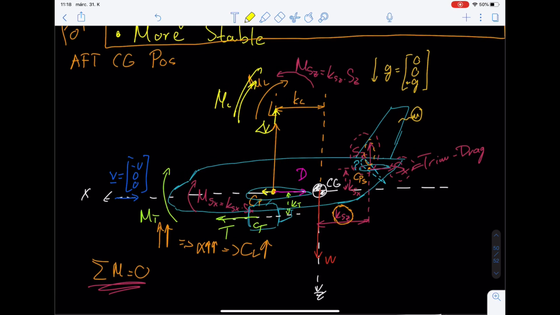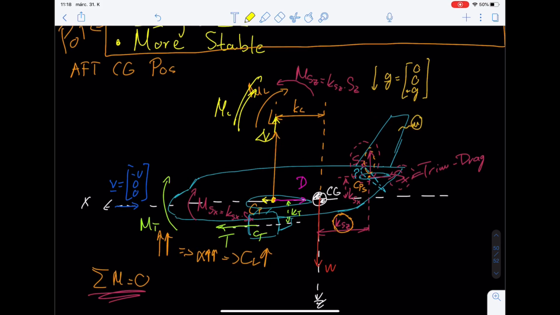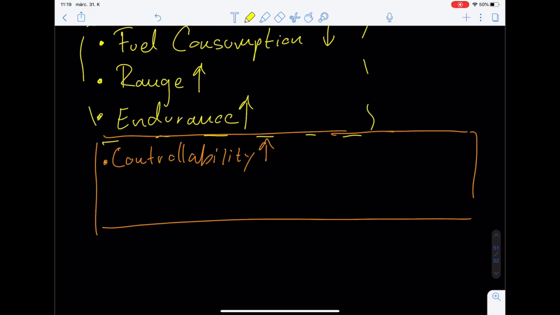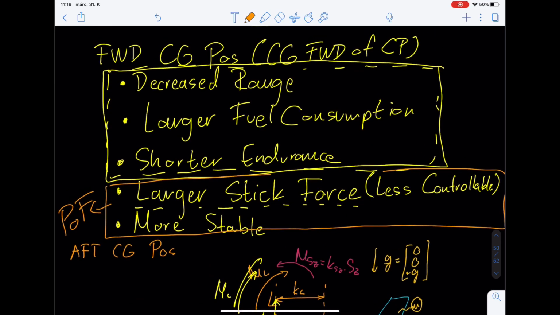So what that means from a stability point of view is that the aircraft is unstable, because in response to a disturbance it has an even further tendency of moving in the direction of the disturbance. So we will say that the stability is going to reduce. And you can see that in the previous case, stability increased and controllability or maneuverability decreased.